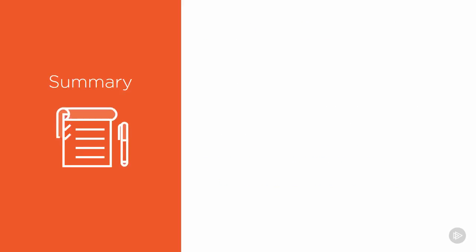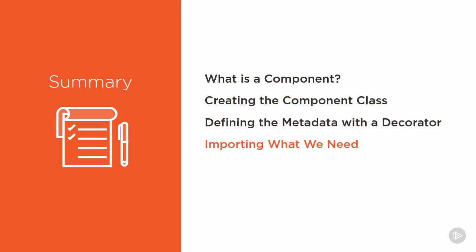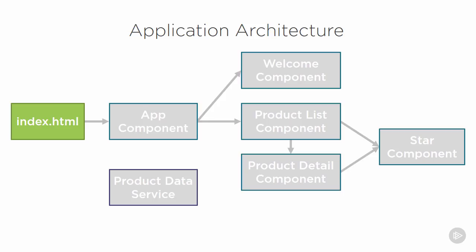In this module, we detailed what a component was and how to build one by creating a component class, defining the metadata, and importing what we need. And we discovered how to bootstrap the component we built to bring our application to life. Here again is our application architecture. In this module, we built the app component and have the very basics of our application working. Next up, let's take a closer look at templates and how Angular can power them up with binding and directives as we start building the product list component.